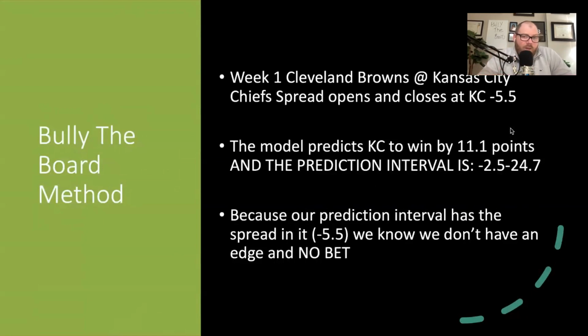And so because we don't actually have a lot of information about the prediction interval other than that it will contain the spread, we now know not to bet that game because we don't actually have an edge. Even though the model may have looked like it gave an edge with the point estimate, when we quantify the variance, it says it's no bet. So it's really important, right? This is a key fundamental to what we do at Bully the Board. This is how we know when we have an edge and when we don't have an edge.